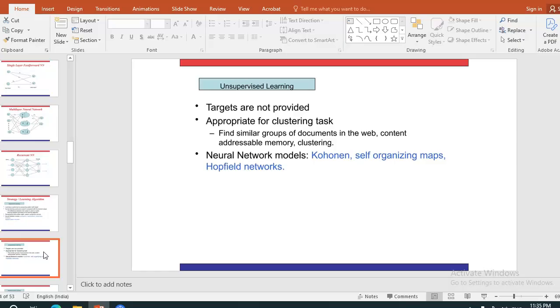So in unsupervised learning, the target is not given, so the network itself will learn. That is nothing but unsupervised learning. Examples are Kohonen self-organizing maps and Hopfield networks. These are the different types of neural networks which are based on unsupervised learning.